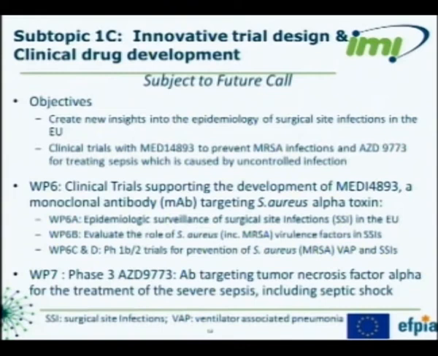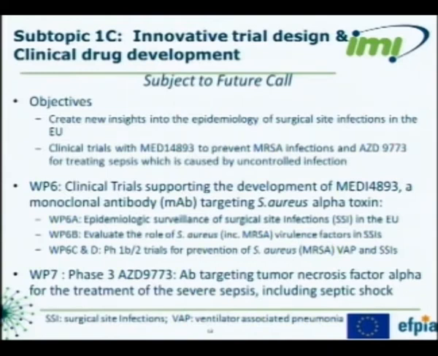So topic 1C, there's a caveat to topic 1C at this point. We are not asking people to apply for this call. This is something that should be announced later on in this year if everything goes well. So this is really just to give you a heads up of a future topic that will hopefully come out later in the year. The two key objectives of this is firstly to understand the epidemiology of surgical site infections across hospitals in Europe.